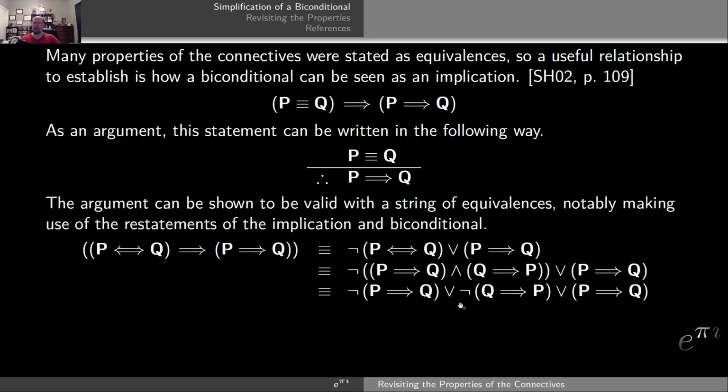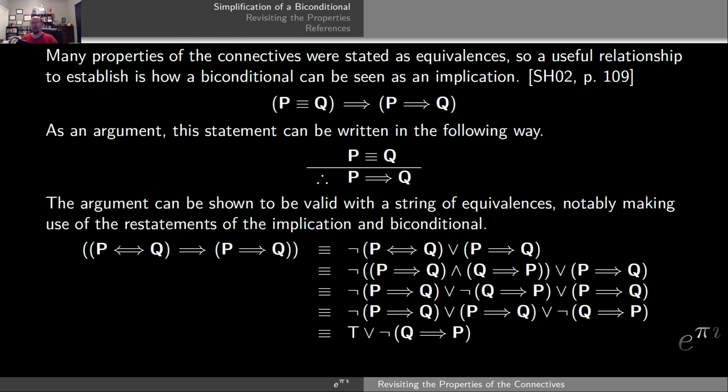So I now have a series of disjunctions here. But notably I have P implies Q and P implies Q. Since the disjunction is commutative and associative, I can regroup this so that the P implies Q bits are actually next to each other. But this is going to be negation of P implies Q, disjunction P implies Q. This actually is the law of excluded middle, which is always true. And true is the absorbing element for disjunction, so the other statement gets absorbed into a true statement. So this statement is true. This is indeed a valid argument.